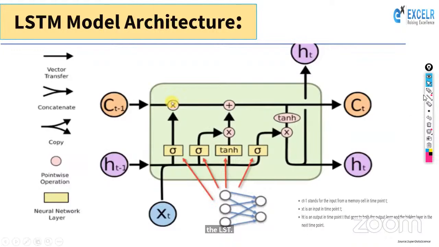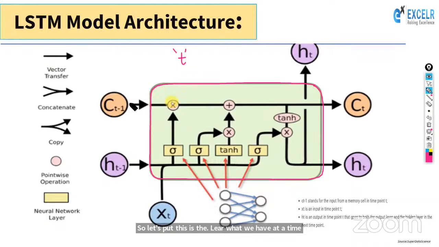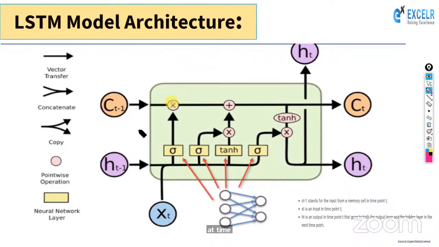So let me tell you a couple of important things. Let's suppose, guys, this is the layer we have at a time instance t, right? And these are the two inputs we are getting from the previous hidden layers, right? These are the inputs coming from time instance t minus 1. This is the input at time instance t, and whatever output it generates will be at time instance t only.